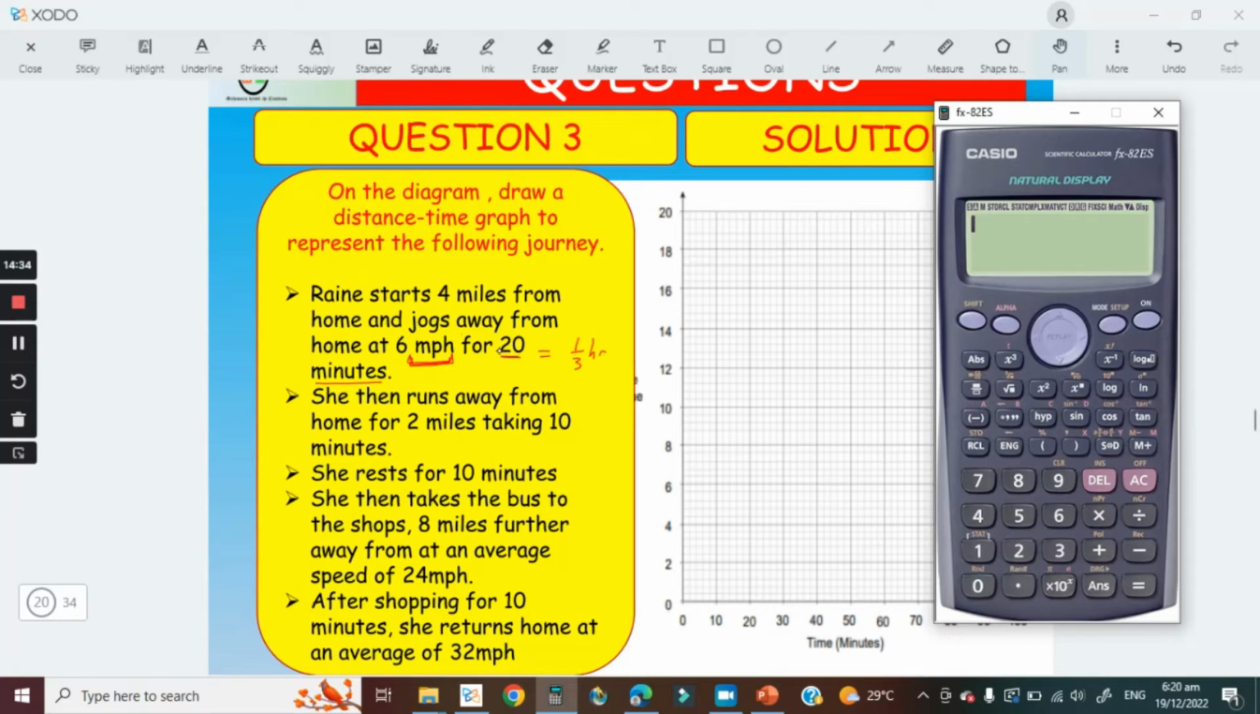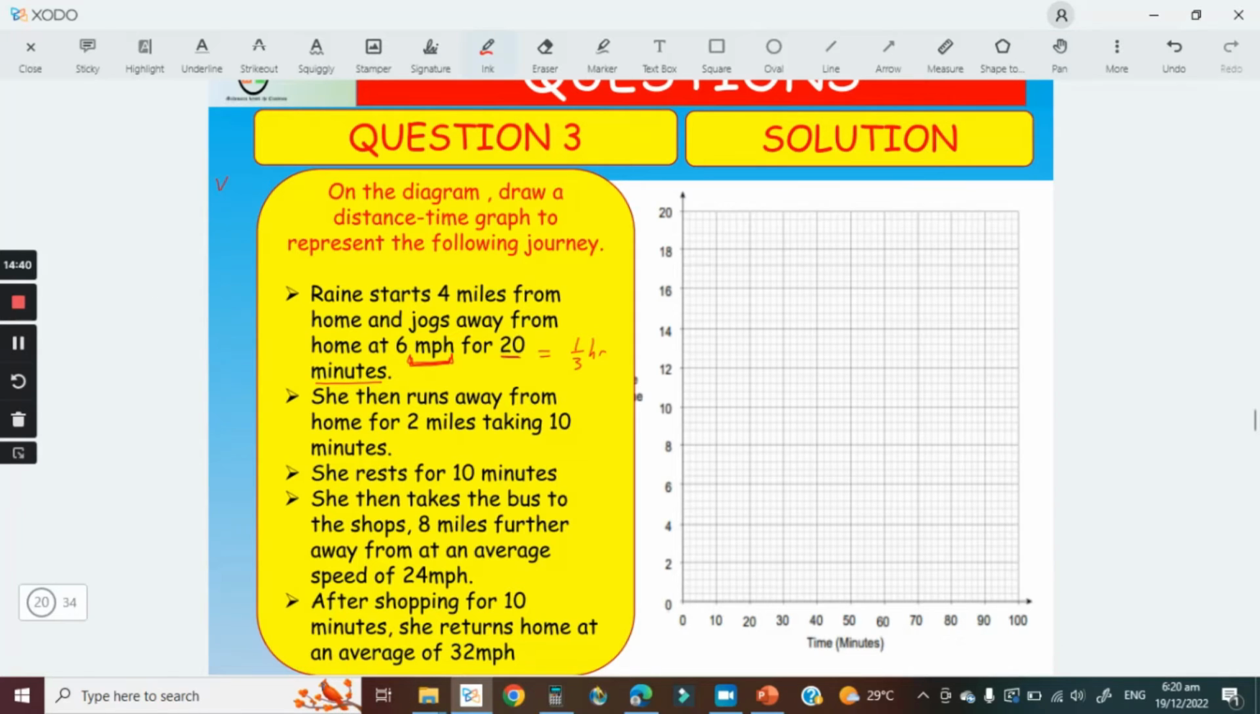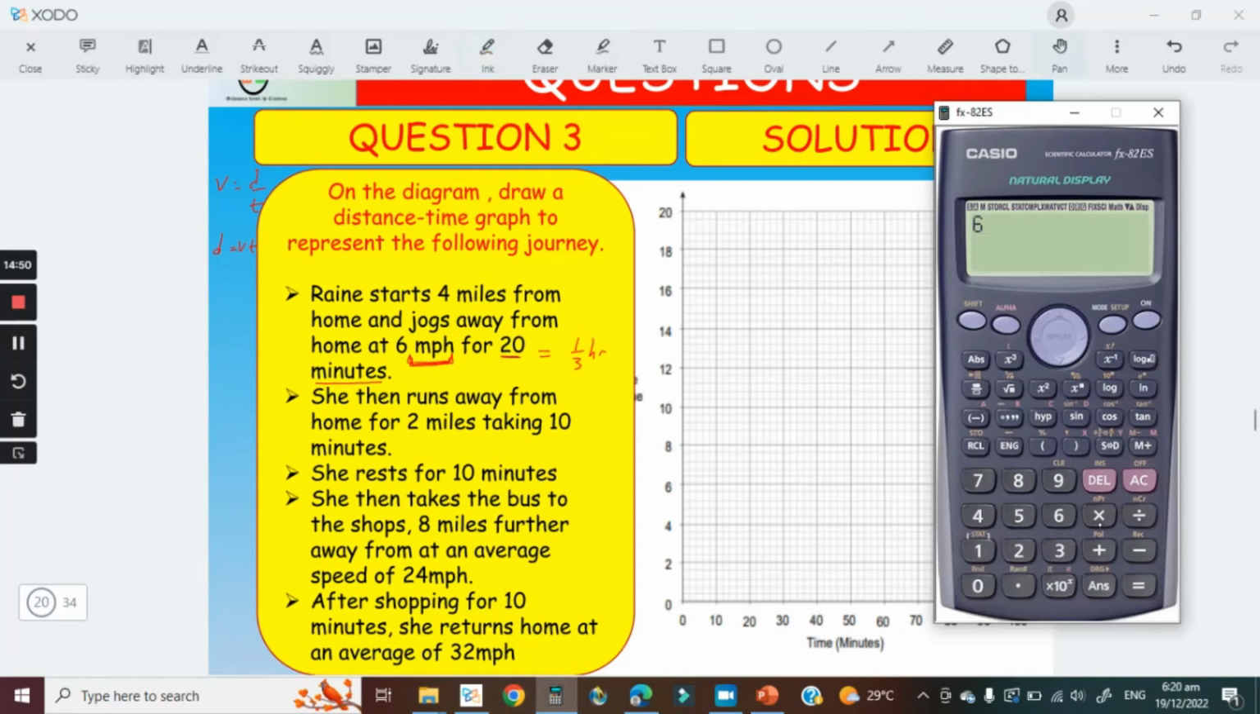So if you want to know the distance you actually covered right here, let me write it again. I think I can write it here. Speed is distance divided by time. You have the speed and you have the time. So the distance is the speed times time. So in that case now, 6 times 1 over 3 is just 2.